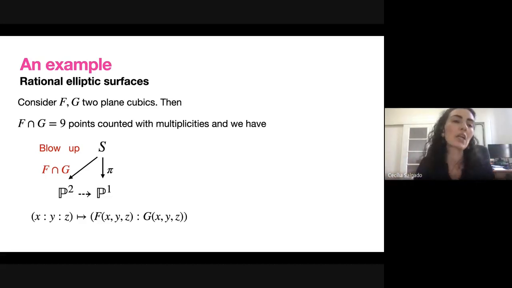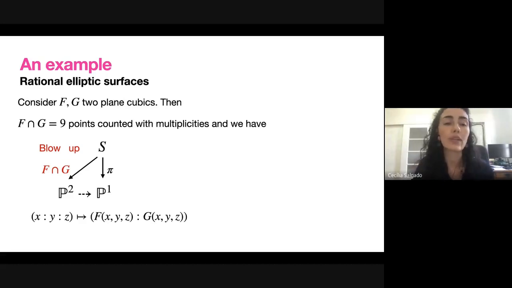I'm not speaking about those now. There's not much about the ranks that we want to say about those. So let's construct the simplest one, which is not trivial in that sense. That's a rational elliptic surface.